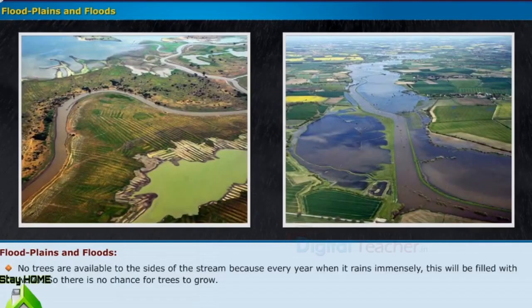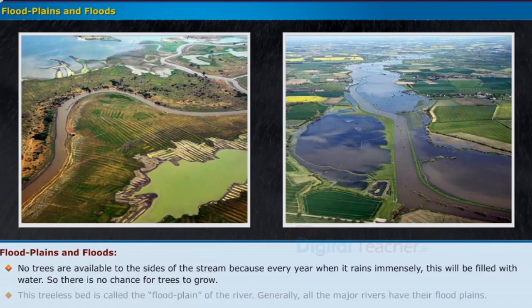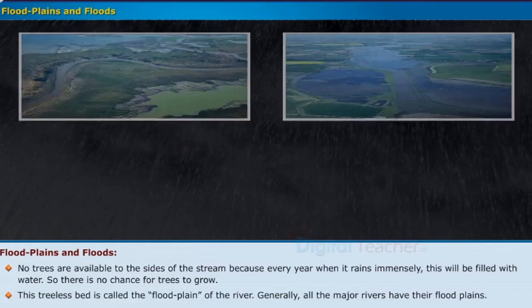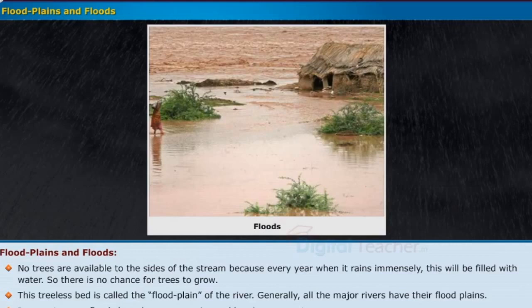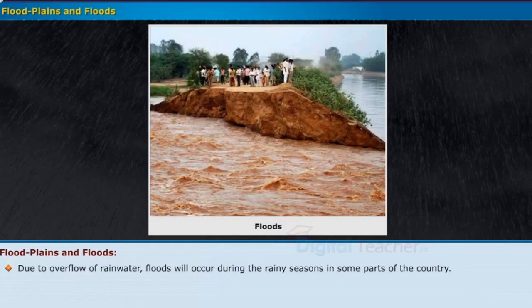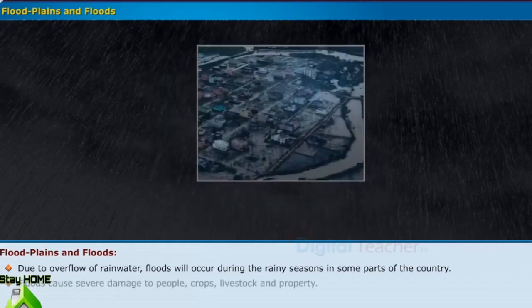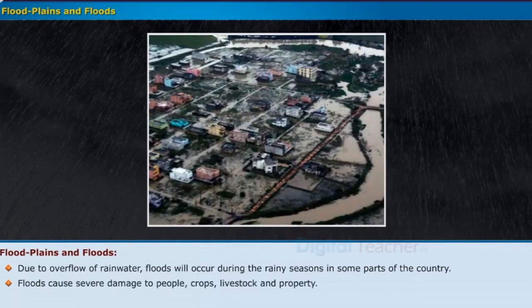No trees are available at the sides of the stream because every year when it rains immensely, this area is filled with water. So there is no chance for trees to grow. This treeless bed is called the floodplain of the river. Generally, all the major rivers have their floodplains. In recent years, floods have become a major problem in our country. Due to the overflow of rainwater, floods occur during the rainy seasons in some parts of the country. Floods cause severe damage to people, crops, livestock, and property.